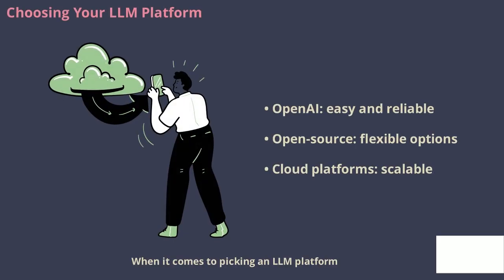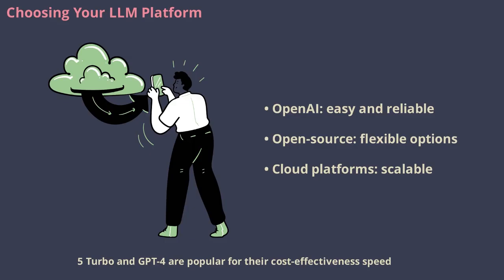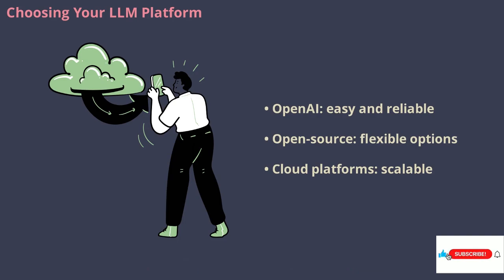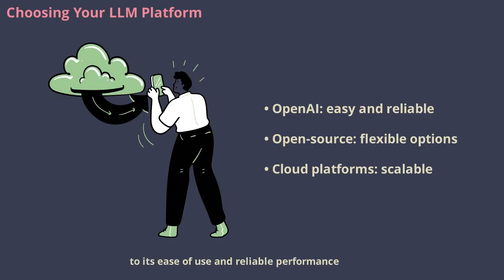When it comes to picking an LLM platform, you have several great options. OpenAI's GPT models, like GPT-3.5 Turbo and GPT-4, are popular for their cost-effectiveness, speed, and robust documentation. If you prefer open source, models like Llama 2, Vicuna, and Alpaca offer flexibility and can run locally or in the cloud. Other cloud options include Anthropic Claude, Google Palm, and Azure OpenAI, each with unique strengths. For beginners, OpenAI is often the best starting point due to its ease of use and reliable performance.